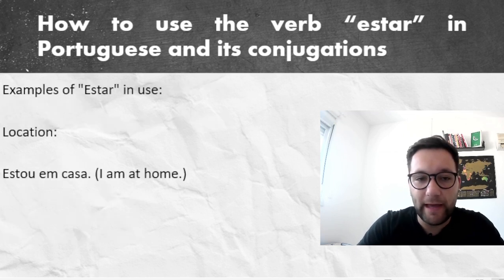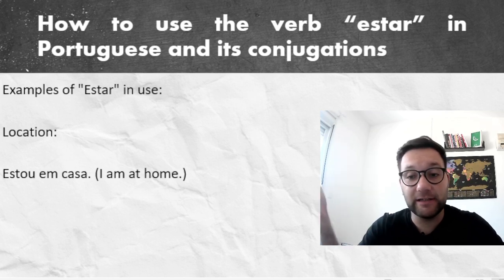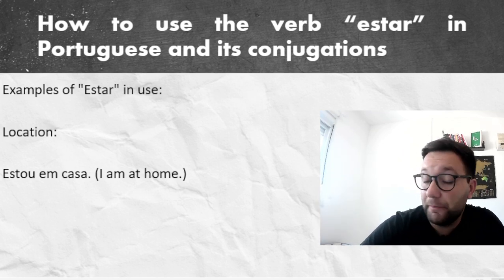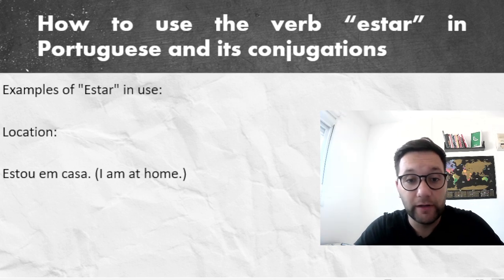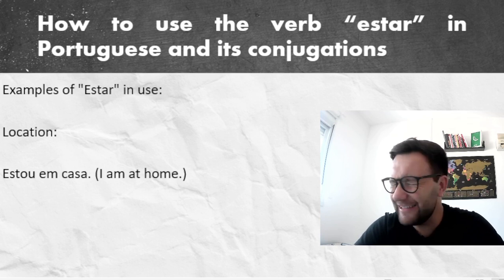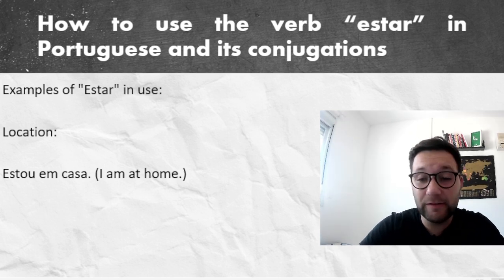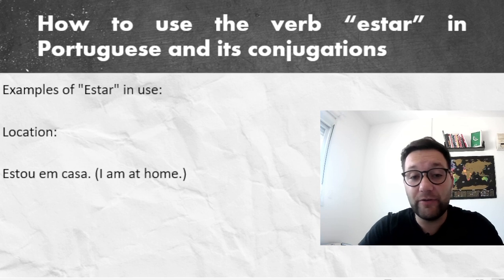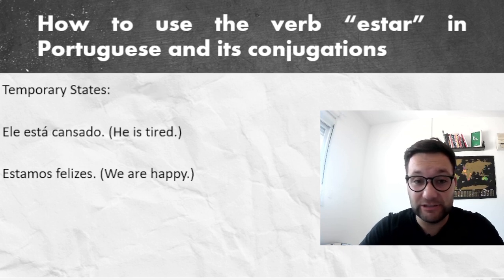So, let's see some examples. Talking about location, we always use estar because it can change. I can go to the supermarket, I can go to the bakery, I can go to another country. I am at home. Eu estou em casa. I can't say eu sou. No, it's totally wrong. Here, always talking about the location, always use the verb estar because it changed.